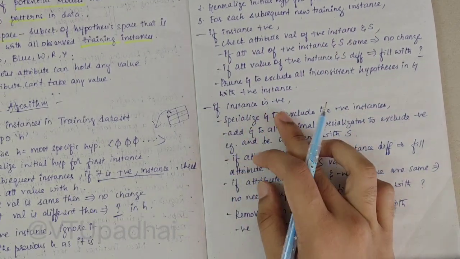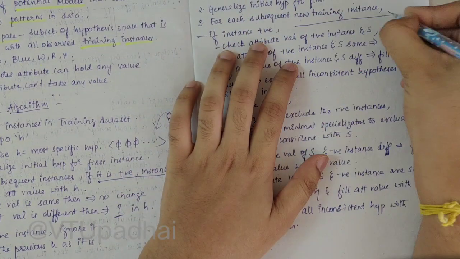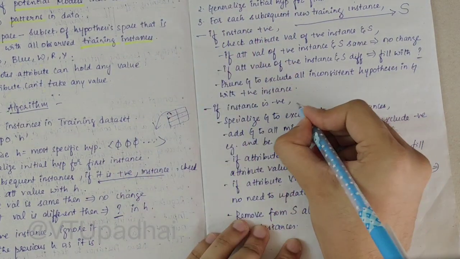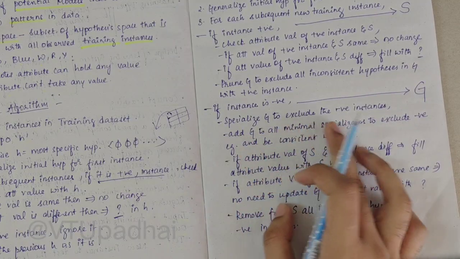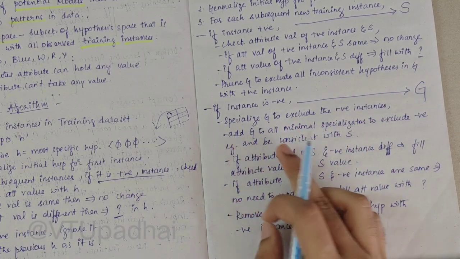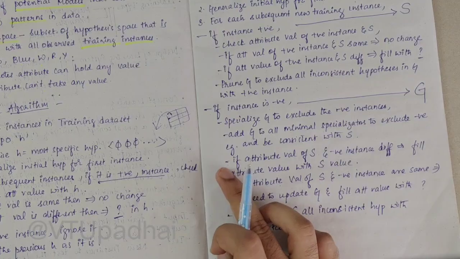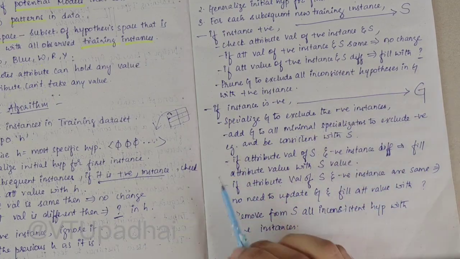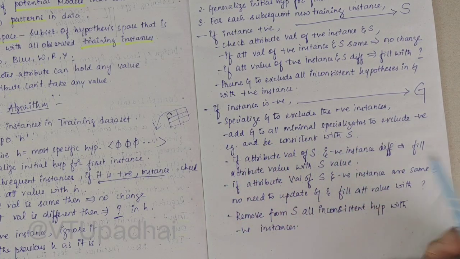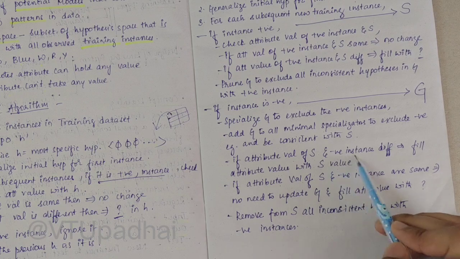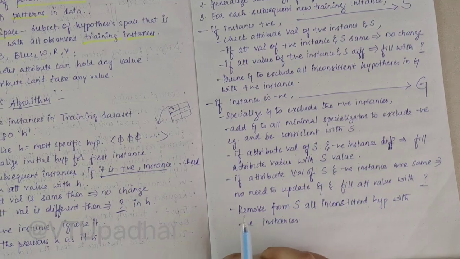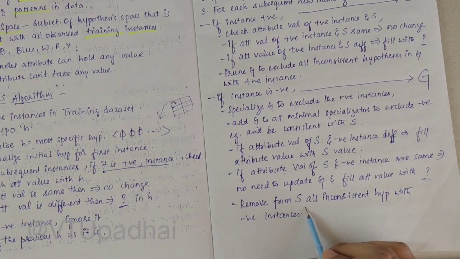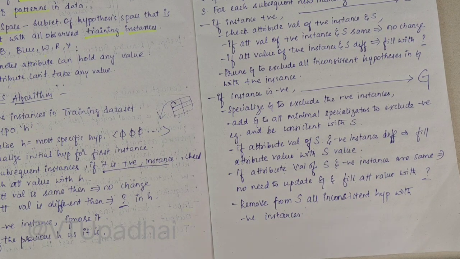Then if it is a positive instance, update the value of S, and if it is a negative instance, then update the value of G. So specialize G to exclude the negative instances, add to G all minimal specializations that exclude negative instances, for example, and are consistent with S. So if the attribute value of S and the negative instance are different, then fill the attribute value with the S value. If they are the same, then no need to update, you can fill it with a question mark. And then remove from S all hypotheses inconsistent with negative instances.